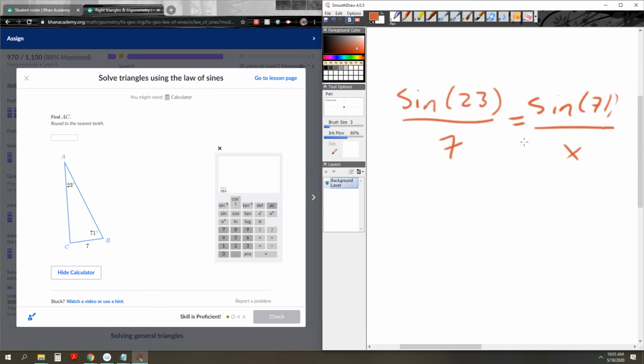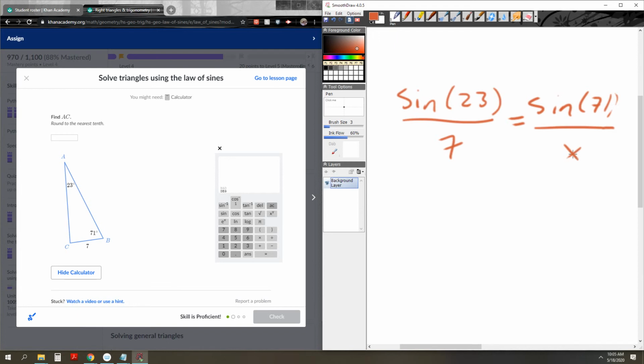Okay. Now the thing here that's kind of interesting to note that I want you to see. Notice this is 23 degrees. Notice this is 71. The biggest side is always across from the biggest angle. 71 is bigger than 23. We expect x to be bigger than 7. If x is not bigger than 7, then I've made a mistake.